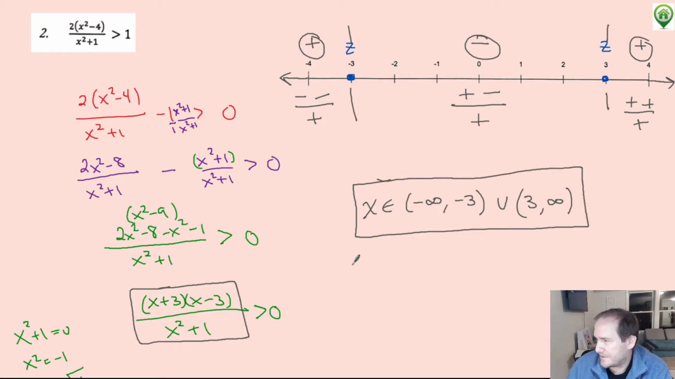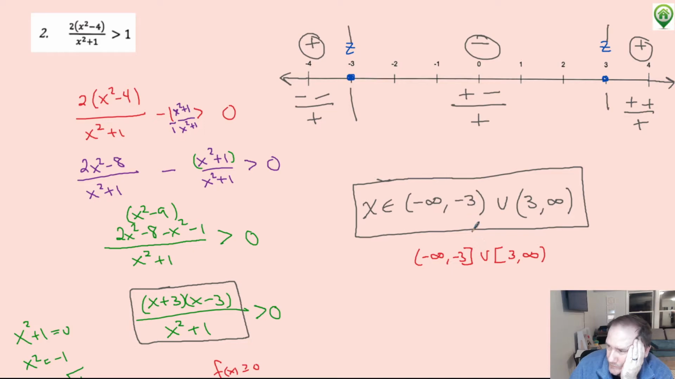It is in your best interest to consider how this would change if this changed, because obviously I can do whatever I want when the quiz rolls around, so it might not be strictly greater than. So just for the sake of argument, what if we said the function was greater than or equal to 0? Then the only change would be that negative infinity to negative 3 would include it. It would just go to a hard bracket. The other one would go to a hard bracket too, 3 to infinity. So not super interesting. Just those would change, and that'd be fine. I assume you guys understand that just fine.